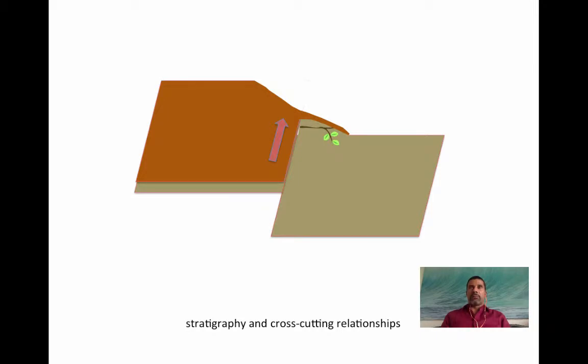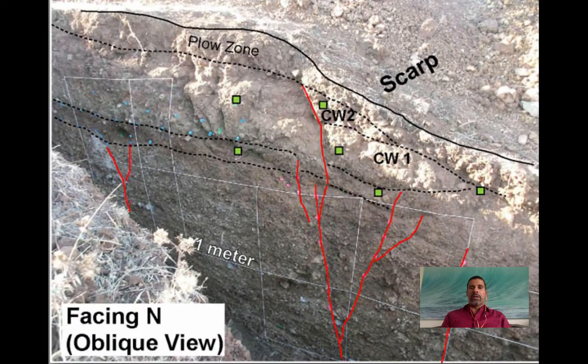So we end up with what they call the principle of superposition, which says that, all things being equal, younger stuff tends to be on top when you look at stratigraphic columns. This is one of those key concepts in geology that's really important to know. Now let's go back to the original example we showed. If we zoom in on this, you can actually see how those red lines represent faults that cut up through.